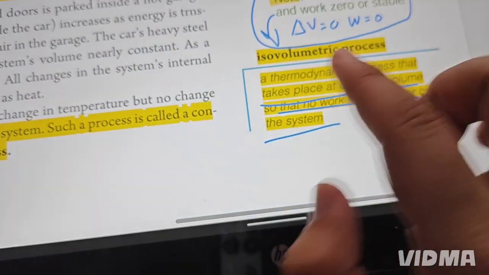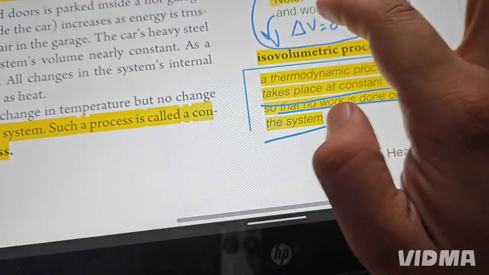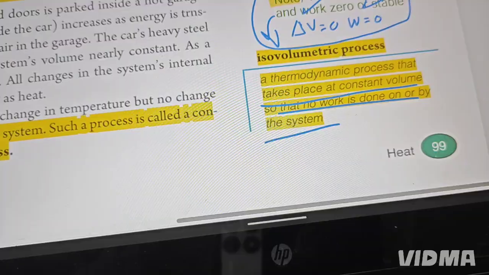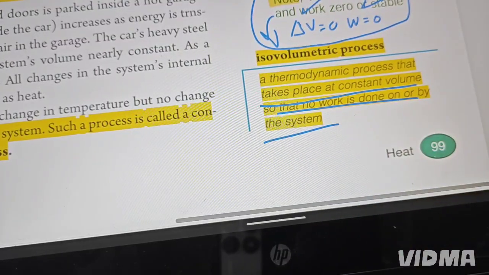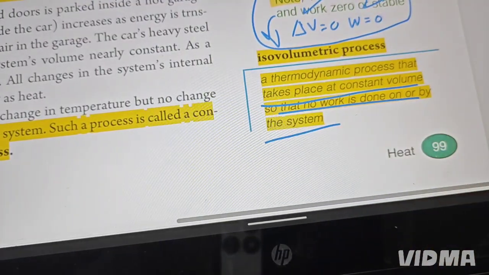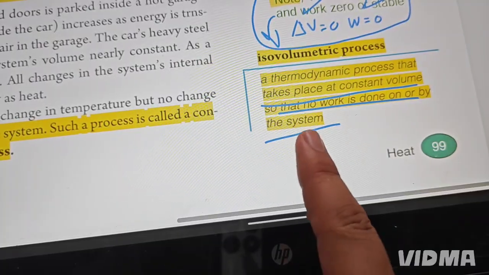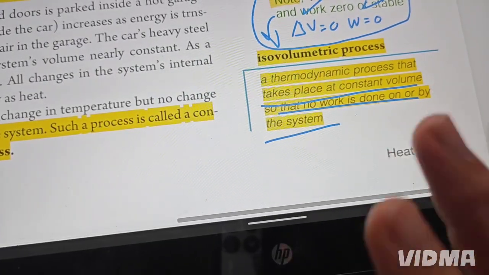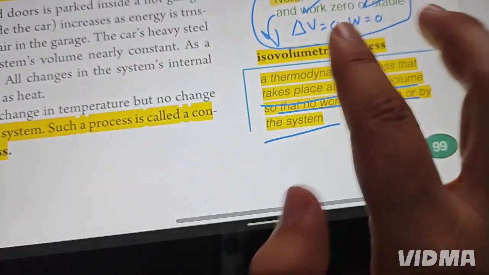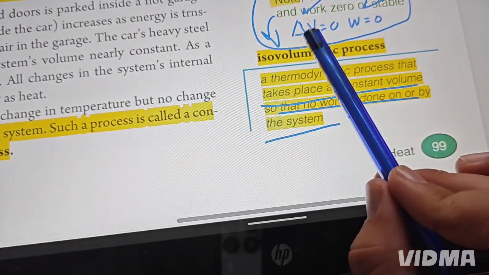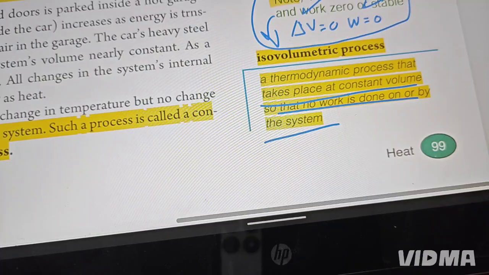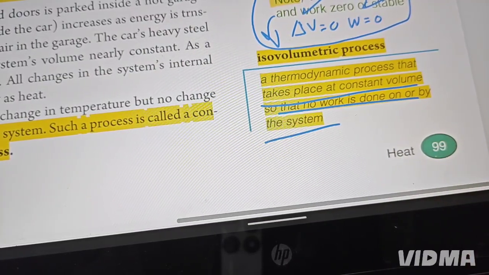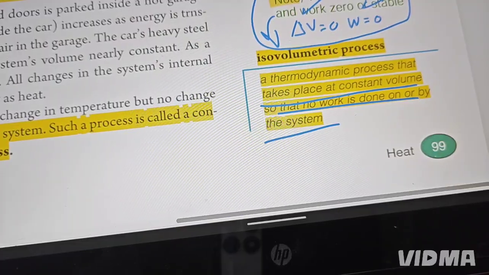In isovolumetric, because we have volumetric, it means that the change in volume is 0, and work is 0. Both of them, delta V and work, are 0 or stable. There is no change. As I told you, the relationship between volume and work is directly proportional. Because volume change is 0, there is no work done.